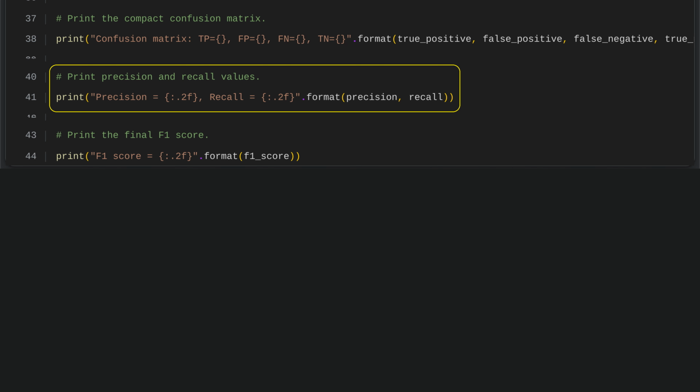Precision and recall are printed as rounded decimal values with 2 places. This gives a quick, clear summary of a classification model's performance using 2 key evaluation metrics.